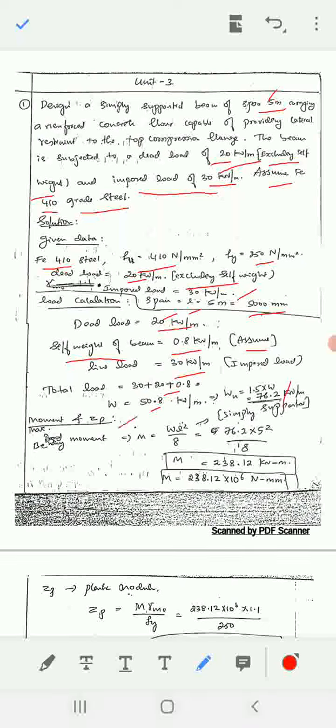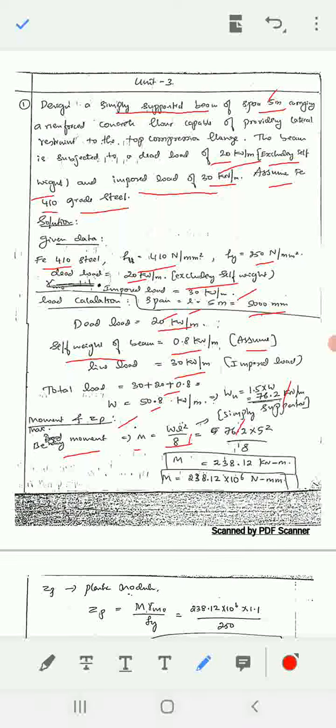Then we have to calculate the moment, for ZP. Bending moment formula is WL square by 8 if they give a simply supported beam, and here in the question they have given a simply supported beam. If they give a cantilever beam, then the M value is WL square by 2. Remember properly. Okay, M is WL square by 8.